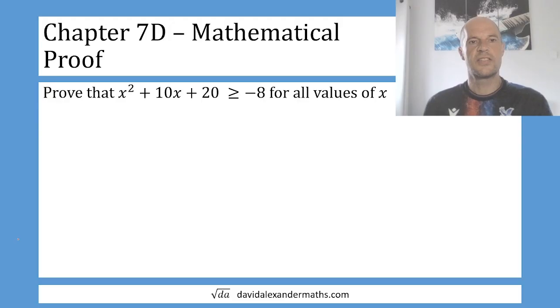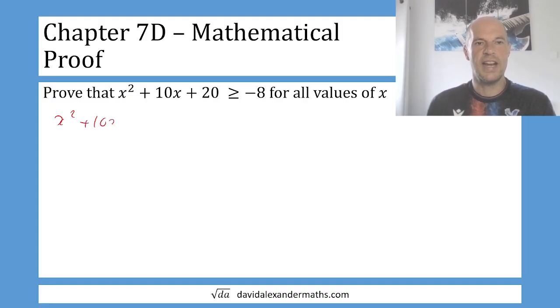Okay, here's another type of question. Here we're proving an inequality. All we need to do is prove that all this stuff here is greater than or equal to -8. It would seem logical, first of all, to add 8 to both sides. So x squared plus 10x plus 28 is greater than or equal to 0.